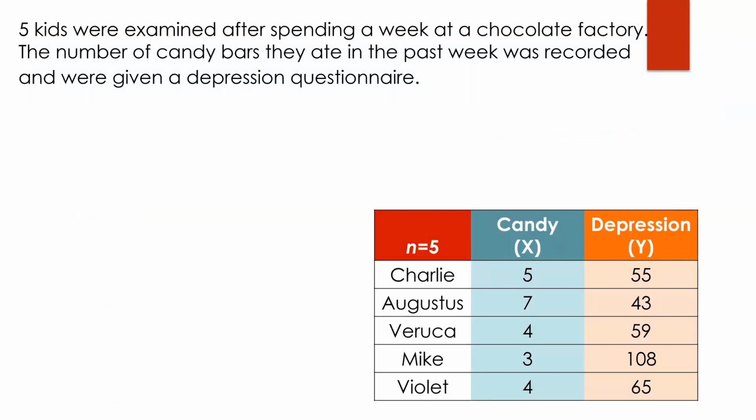Now, let's say for our scenario, we have 5 kids. We have Charlie, Augustus, Veruca, Mike, and Violet. We studied them after they spent a week at a chocolate factory, and we counted up how many candy bars they ate during that week at the chocolate factory.